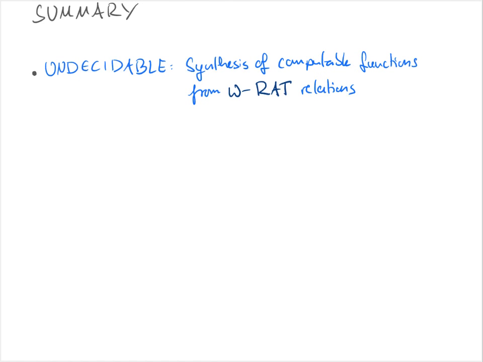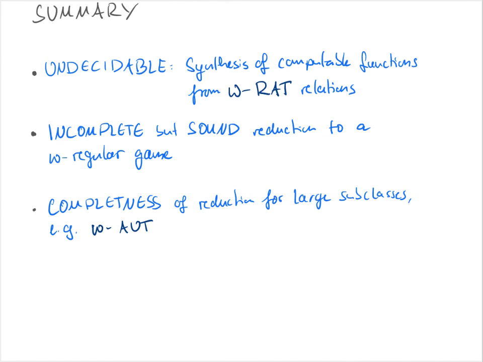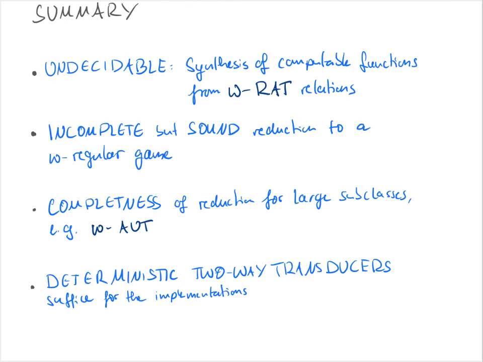Okay, that's it. Let me come to the summary. We have seen it is undecidable whether computable functions can be synthesized from omega rational relations. We have an incomplete but sound reduction to an omega regular game, which means a game with an omega regular winning condition. But the reduction becomes complete for large subclasses of omega rational relations, for example, omega automatic relations. And if such a computable function can be synthesized, then it can be implemented by a deterministic two-way transducer. We don't need to use the whole power of Turing machines. And furthermore, if the specification has total domain, then even one-way transducers suffice.